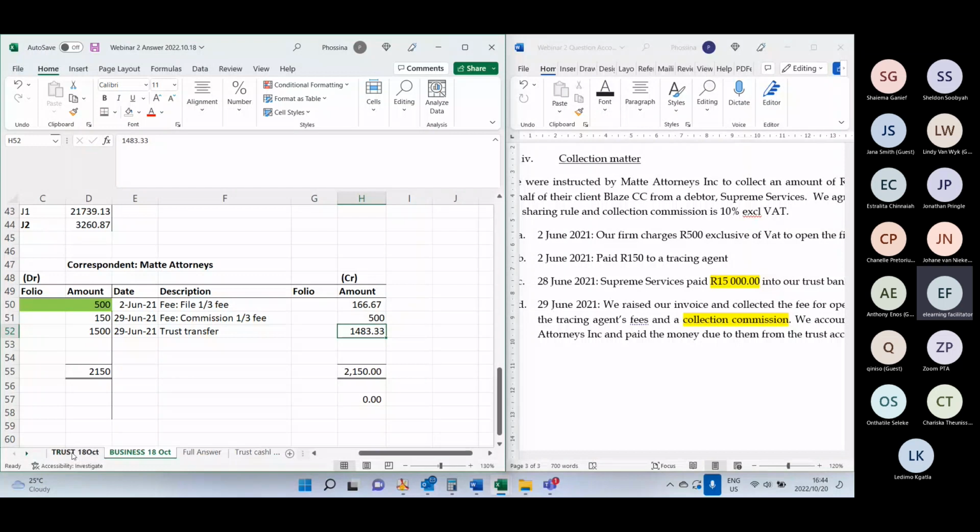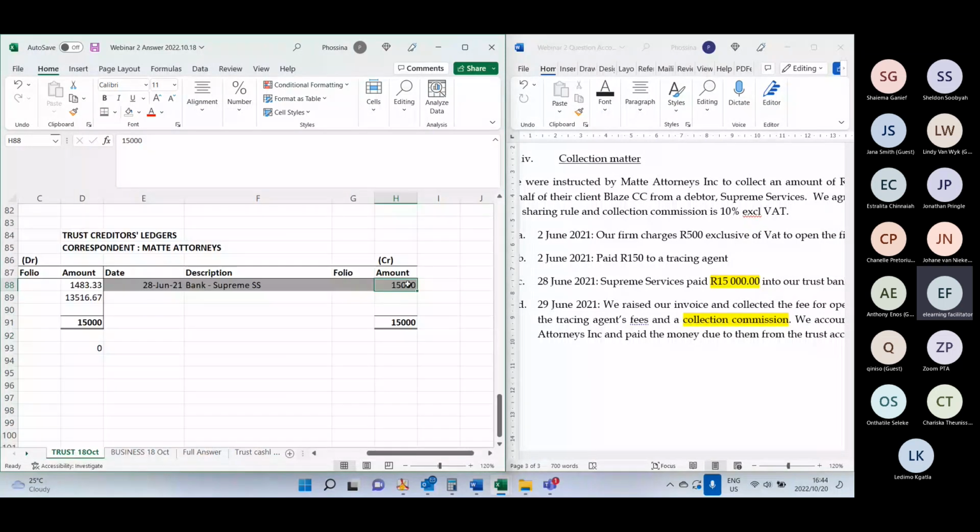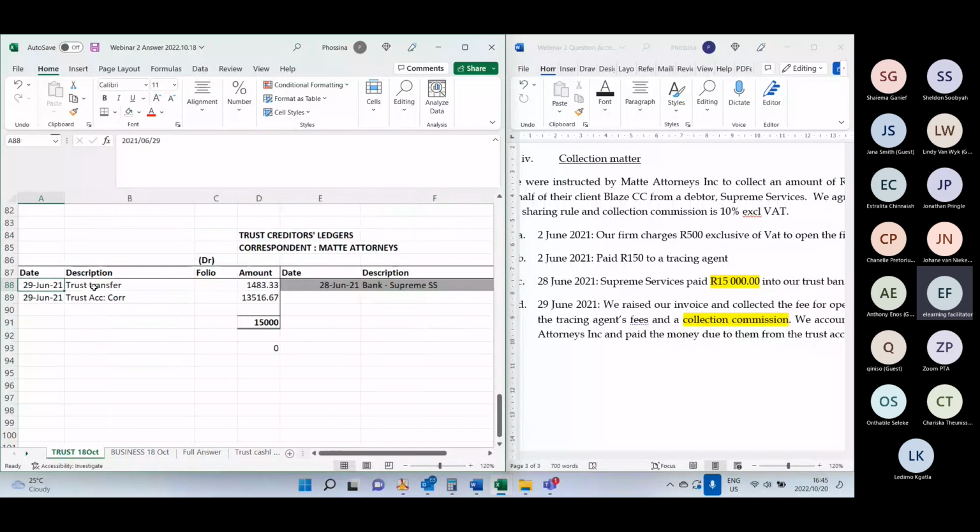And once we have established how much we need to transfer, then we go to our correspondent account. We show that out of the 15,000, we are not going to pay you everything. We are paying you less by what we are claiming to be belonging to our firm. And then we balance it off. Once we balance off, we are able to tell how much exactly we are going to pay our correspondent, in this case, which is 13,516.67. And then these same transactions, we make sure now they affect our trust account.